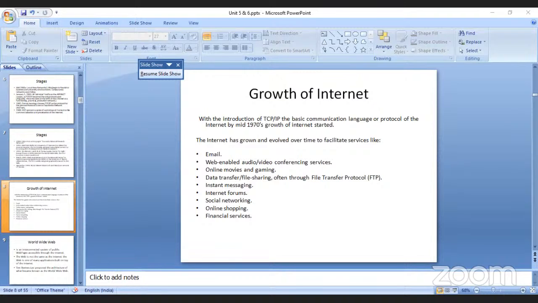The web is not the same as the internet. The web is one of many applications built on top of the internet. What is the web? The web is an application which is built on top of the internet. Don't confuse yourselves, web and internet are not the same. Don't confuse yourself thinking that they are the same.